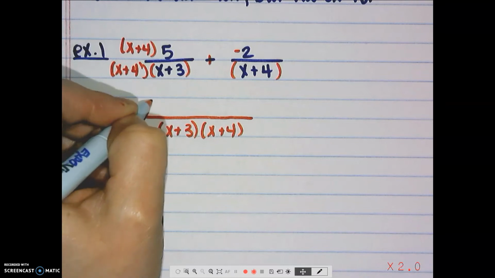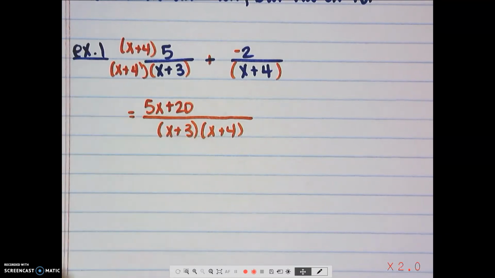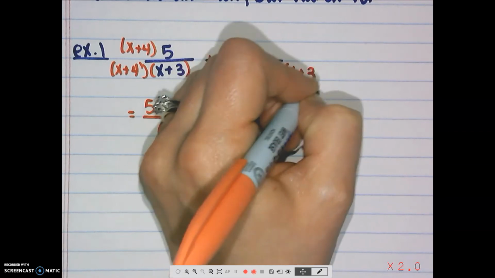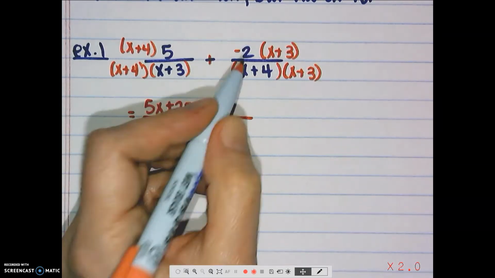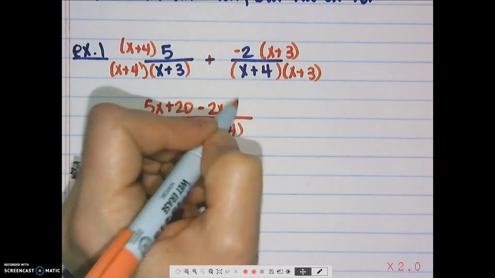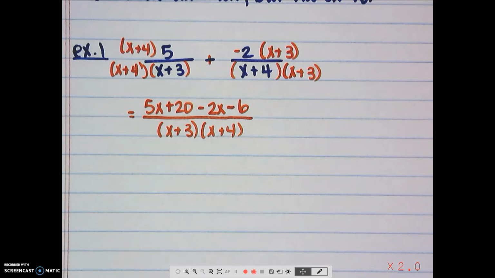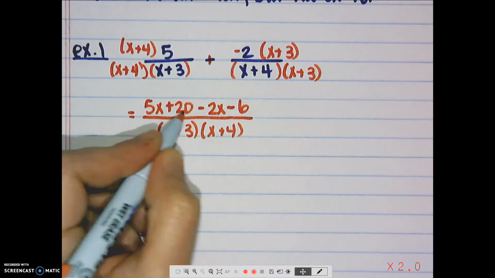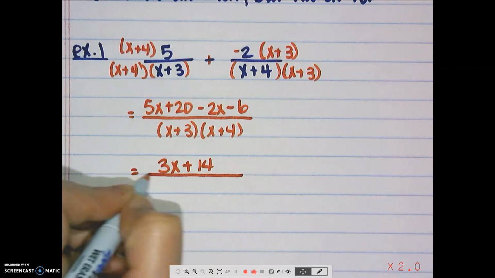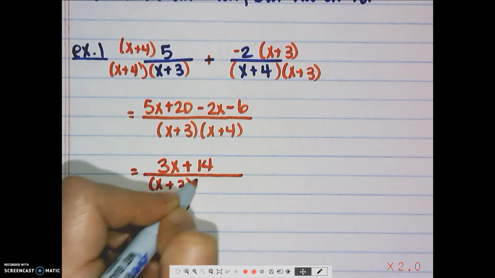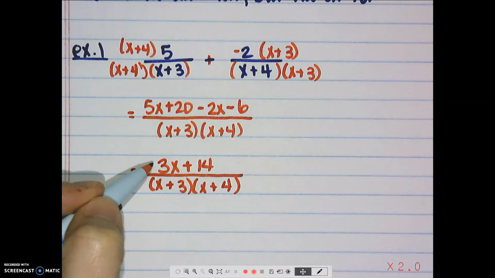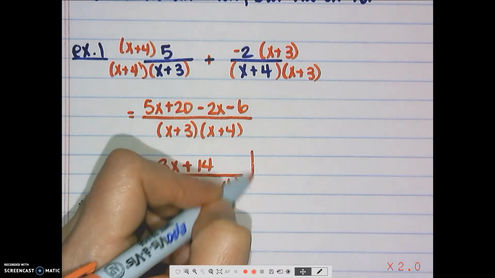So when we distribute that 5 in, we would get 5x plus 20. In the second fraction, we already have the x plus 4, so we need to multiply by the x plus 3. Distributing in, we would get negative 2x minus 6. The next piece of our process is to combine like terms in the numerator, so that would give us 3x plus 14. And remember, the denominator stays the same. We're going to look to see if there's anything we can do to factor or simplify the numerator, but 3x plus 14 has nothing in common, so that's the first part of our answer.